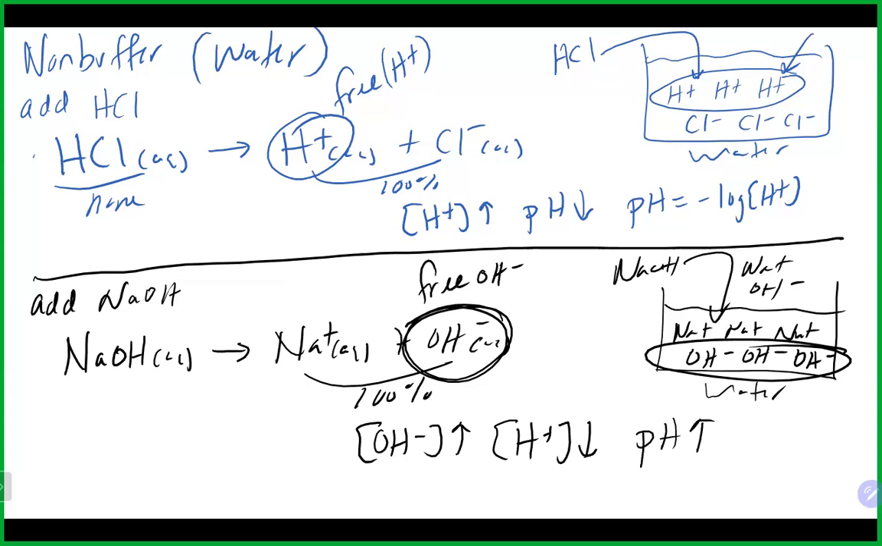All right, so then let's talk about what happens if we add these exact same two things to a buffer. And we'll use a different buffer than everybody else likes to use because I don't feel like writing acetic acid and sodium acetate. We'll actually use this hydrofluoric acid and sodium fluoride buffer. So this is going to be our buffer. Again, a buffer has an acid part, which is this guy, and it has a base part, which is this guy. Once again, the sodium here is really not doing much.